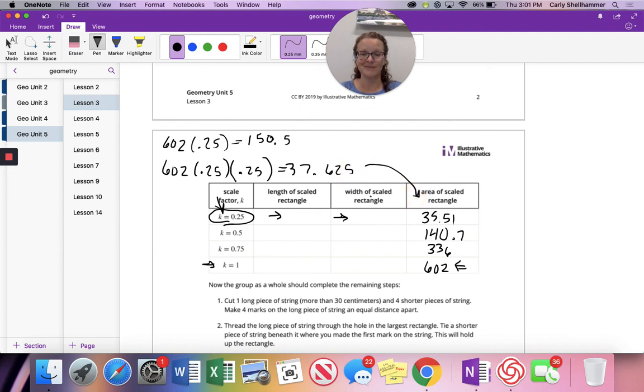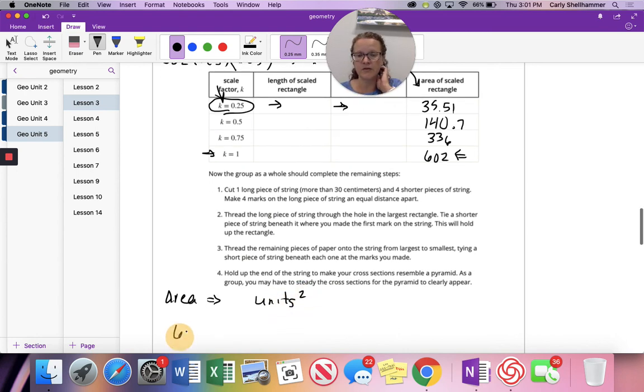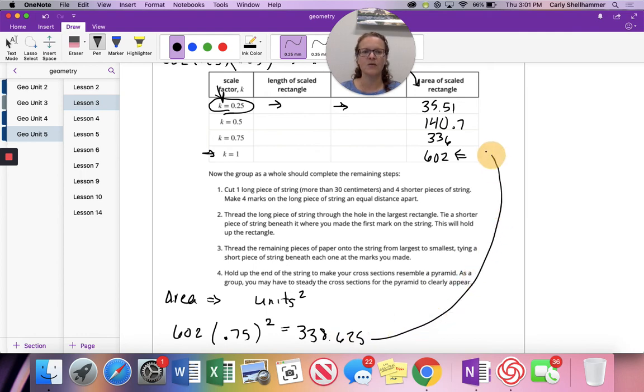Pretty close, huh? So when we are talking area, we just don't use the scale factor as it is. We use the scale factor squared. And I think that area is always some dimension squared. It's like units, centimeters, whatever, squared. So when I'm doing a scale factor of an original pre-image, and I want to find out what the area is going to be of the image, I need to square it. This gives me 338.625, which is pretty close to that.